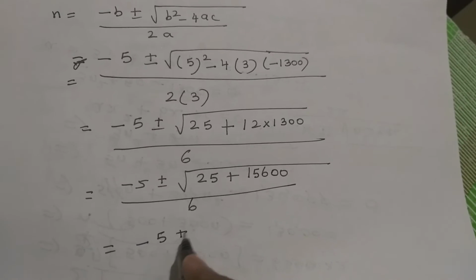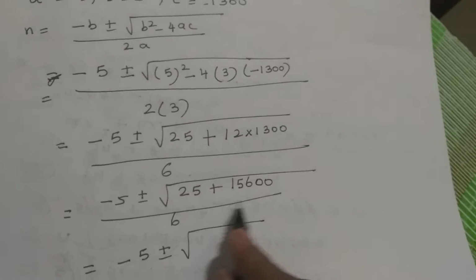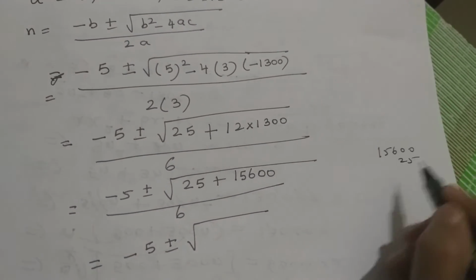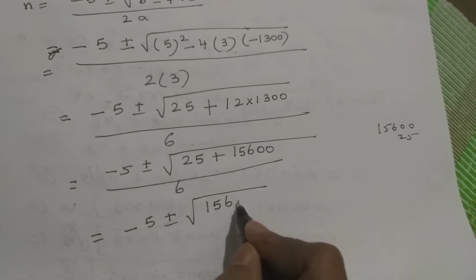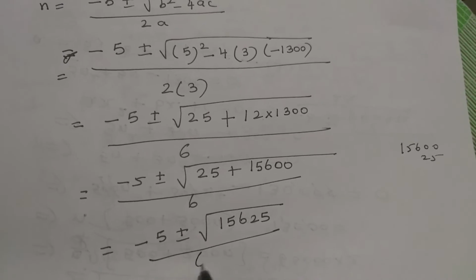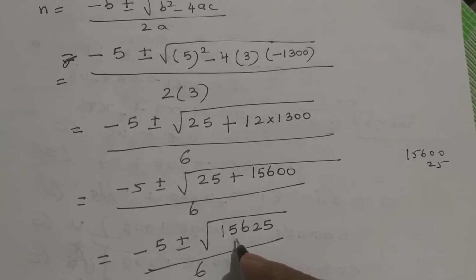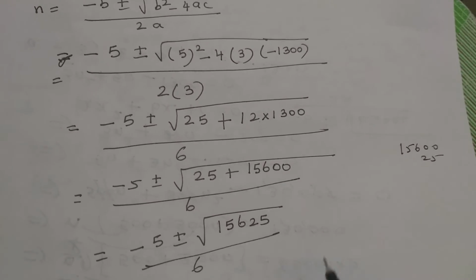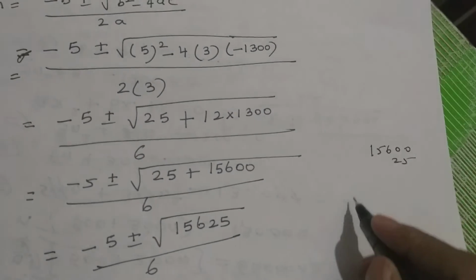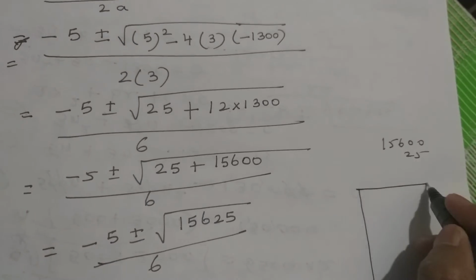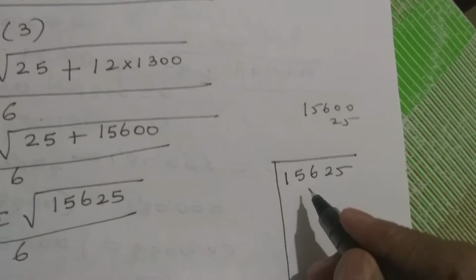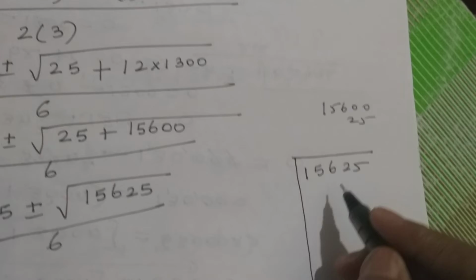Minus 5 plus or minus. If you add it, what will you get? 15,625 by 6. Now here it is a square root, so you have to do the square root for 15625. How will you do the square root? Finding the square root of this, then only we can complete the sum.